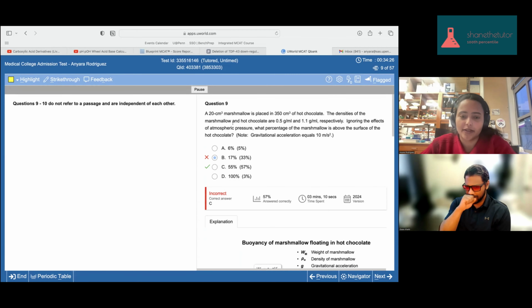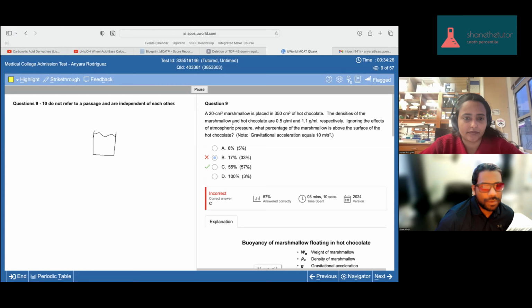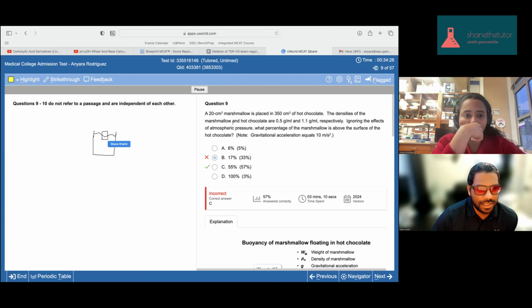So the buoyant force, right? Yes, the buoyant force. I would do the same, I would draw a picture. Let's say this is the hot chocolate here. They're asking what percentage of the marshmallow is above the surface, so it's not going to be completely submerged. I'll just draw it like this. And then the gravitational force going down, buoyant force going up.